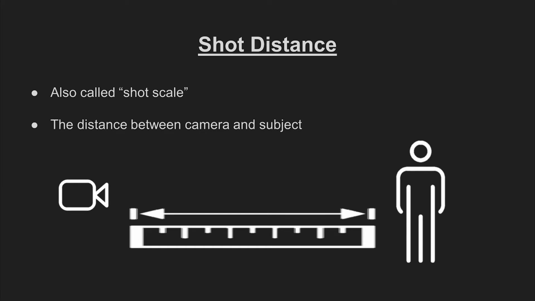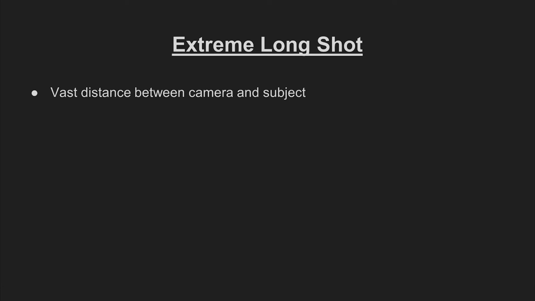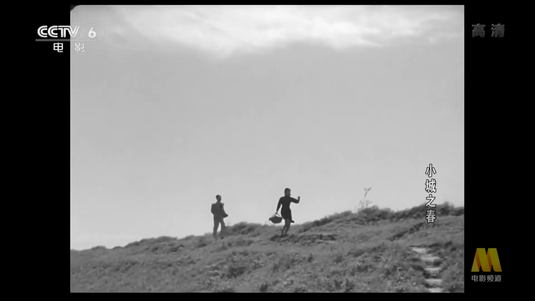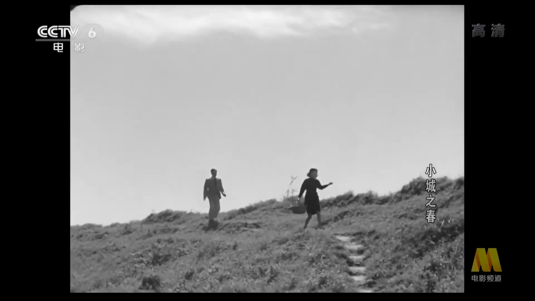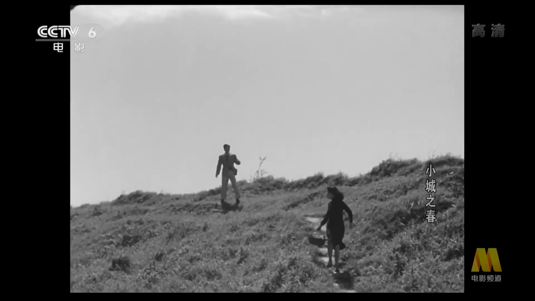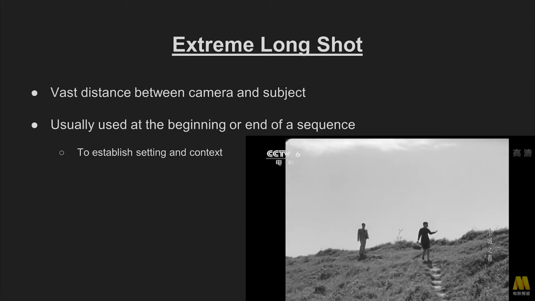Shot distance or shot scale refers to the distance between the camera and the subject within a shot. Extreme long shots feature a great distance between the camera and subject. They're often used at the beginning or end of a sequence in order to establish setting and context.